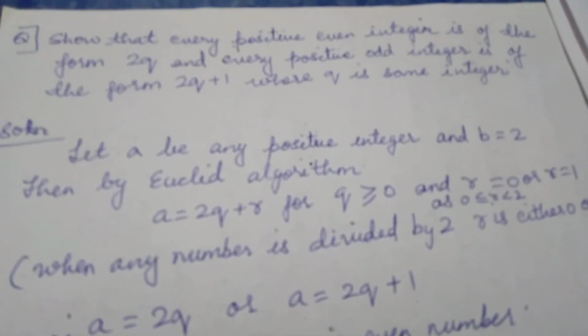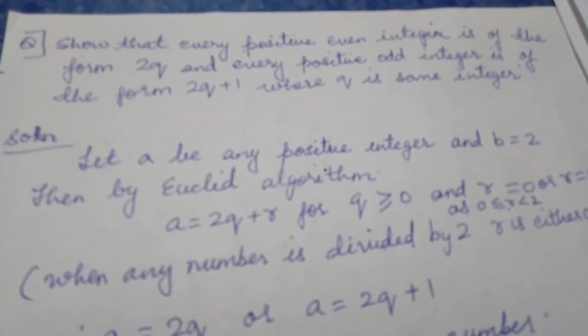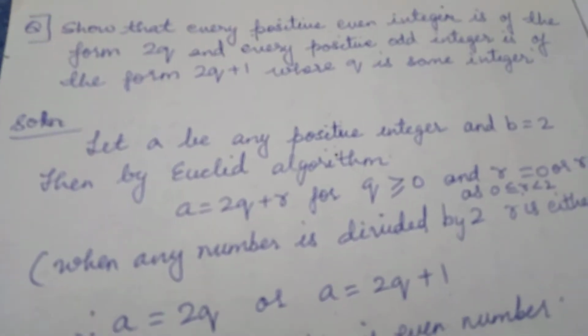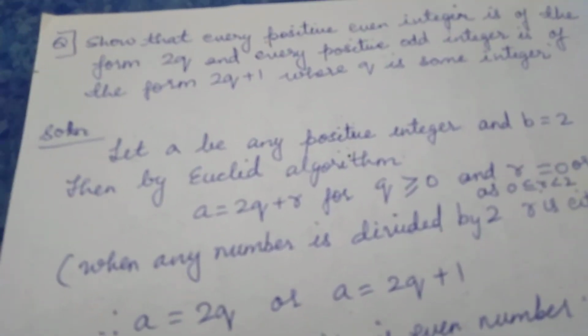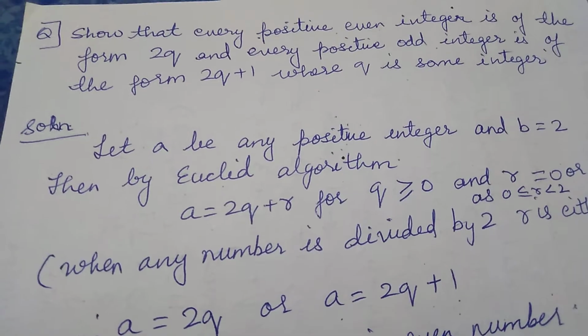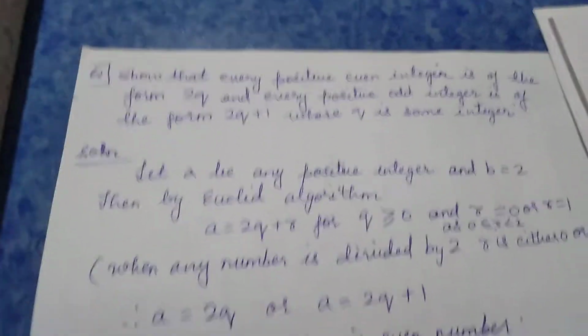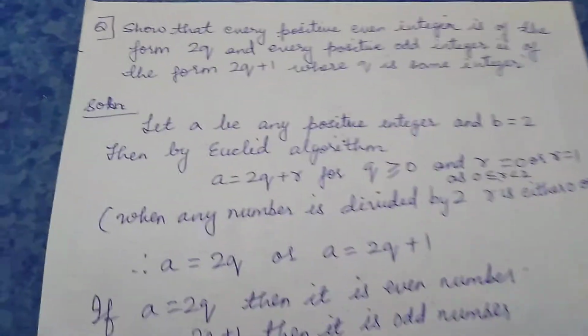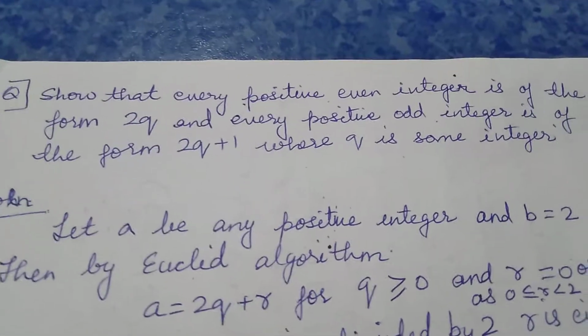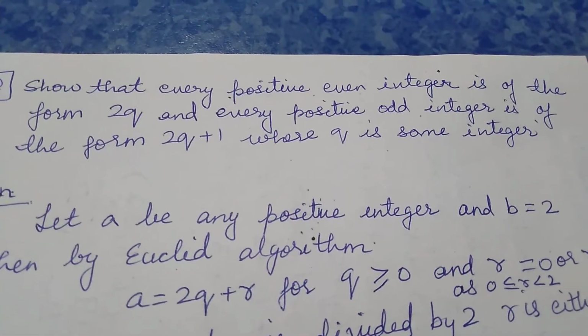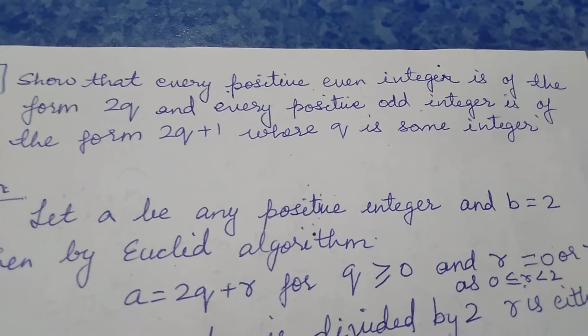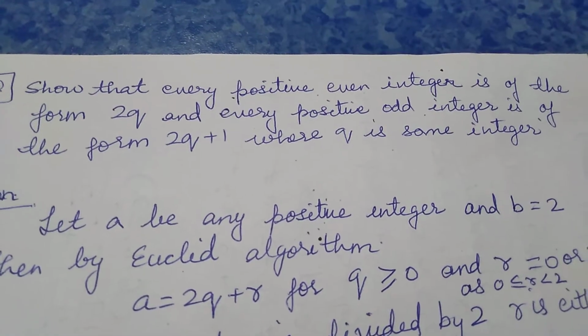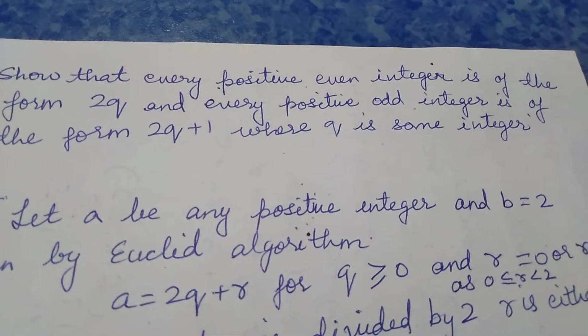Good afternoon, students. Yesterday we had started with exercise 1.1 and question number 1, 3 sums were given to you to solve. Now before going to the next sums, we will see something which is there in the solved example. I'll explain that. First is show that every positive even integer is of the form 2q and every positive odd integer is of the form 2q plus 1 where q is some integer.